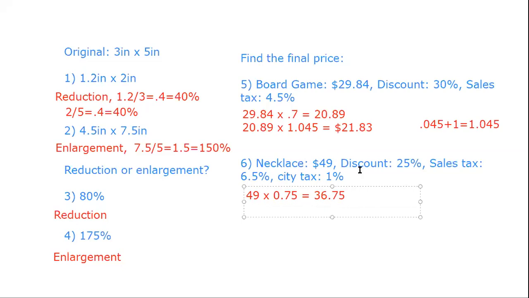Now, before we can even do the next step, we have to add up all of our taxes, because you add the taxes together before you multiply. So we have 6.5% and 1%. So that means our total taxes is going to be how much? 7.5.